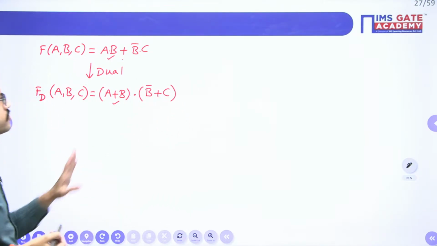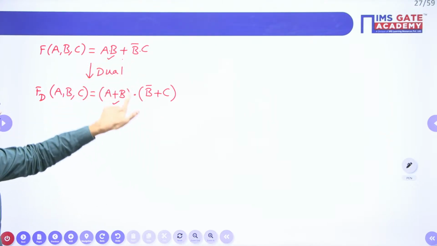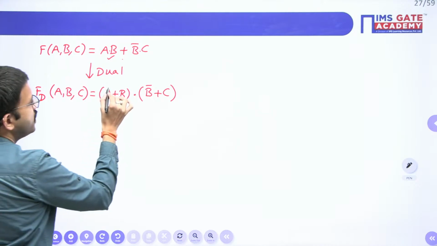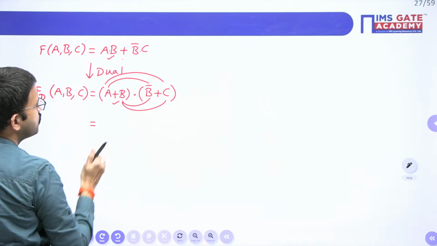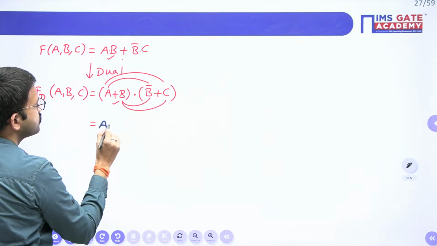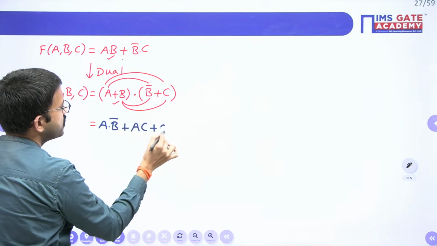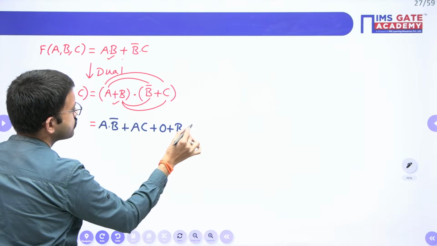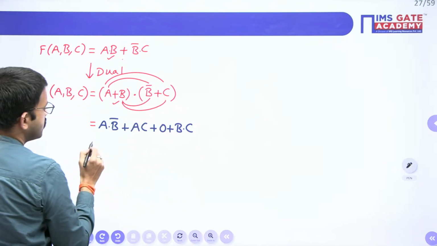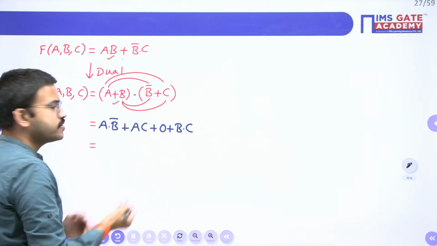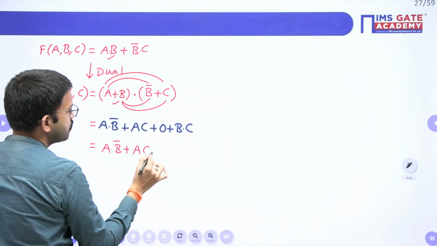I hope it is clear for everyone. Three operators are there: logical AND, logical OR, logical AND. Now multiply A with these 2, similarly B with these 2. So A into B bar is AB bar, plus A into C, then B into B bar is 0, then B into C. Now when you remove 0, because when you add 0 the resultant value will be the same function, we get AB bar plus AC plus BC.